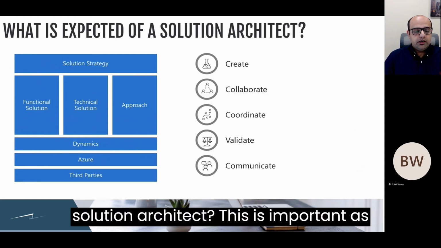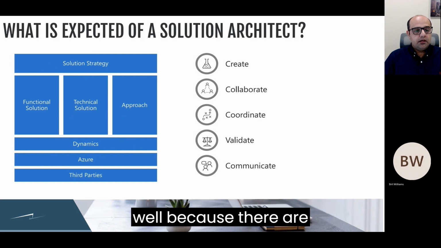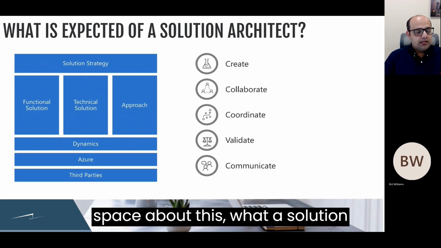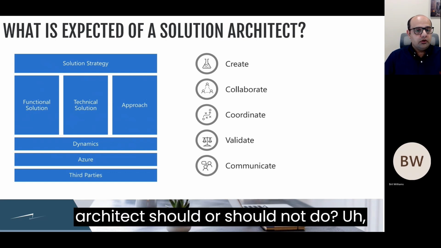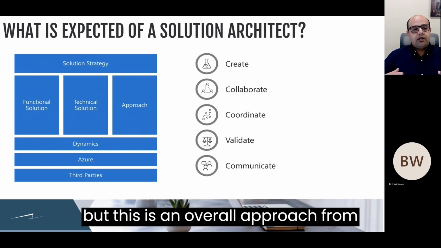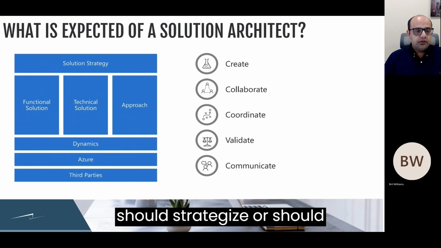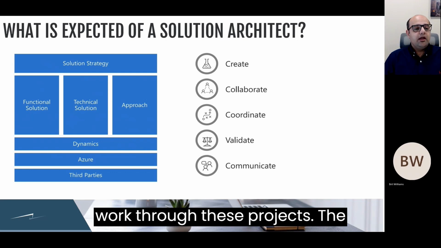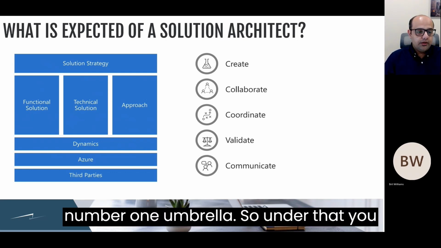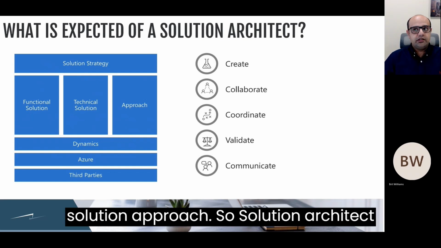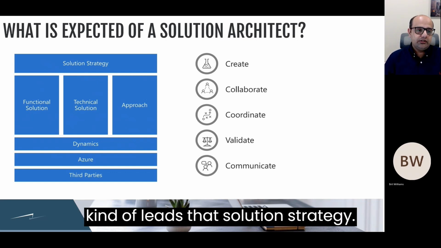What is expected of a solution architect? This is important as well because there are multiple definitions available today in the space about what a solution architect should or should not do. But this is an overall approach from Microsoft on how a solution architect should strategize or work through these projects. The solution strategy, of course, is the number one umbrella. Under that, you have functional solution and technical solution approach. The solution architect leads that solution strategy.